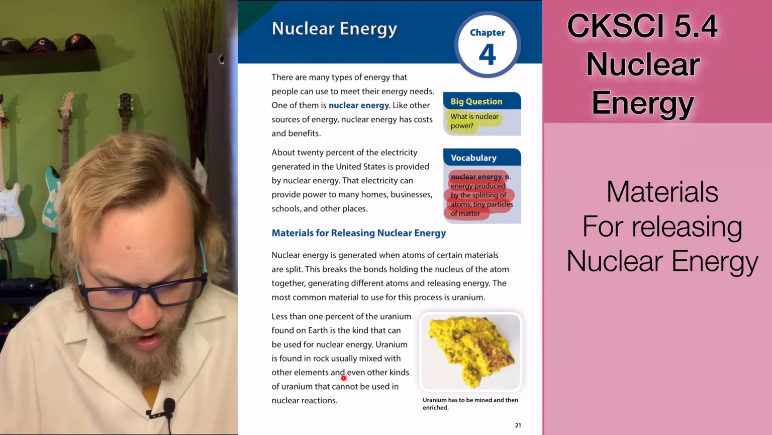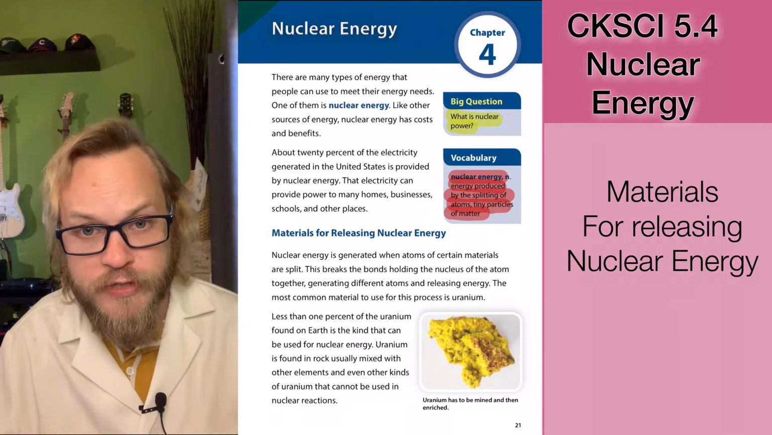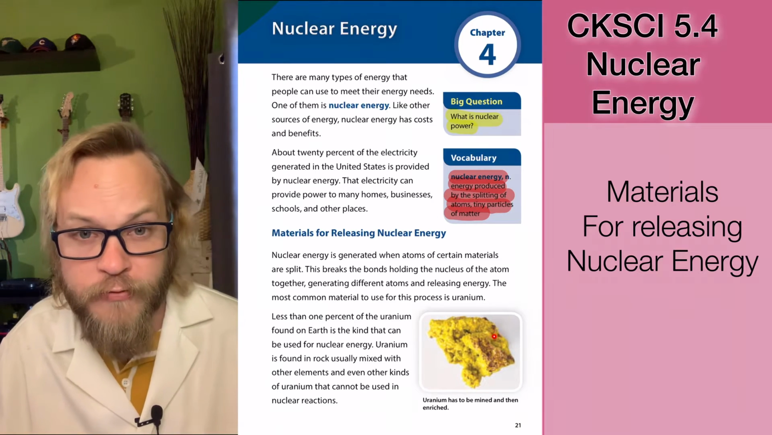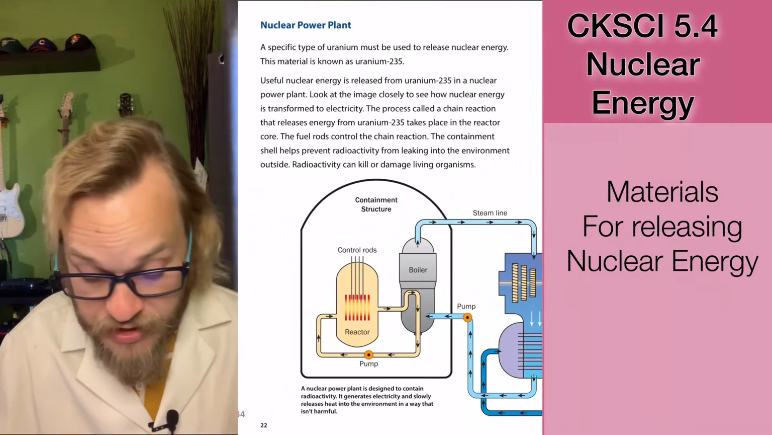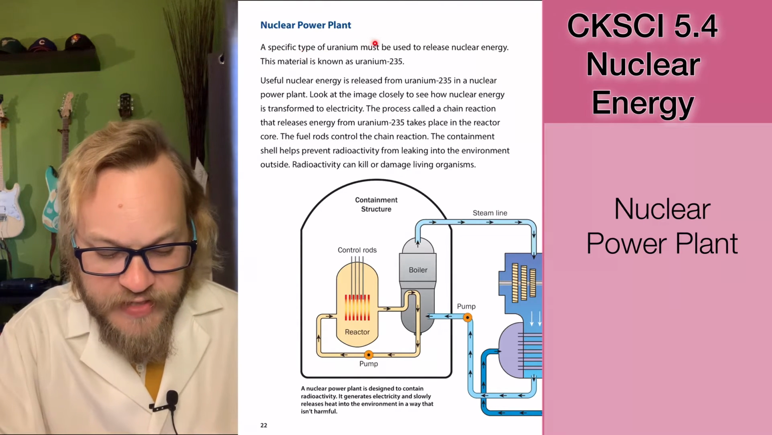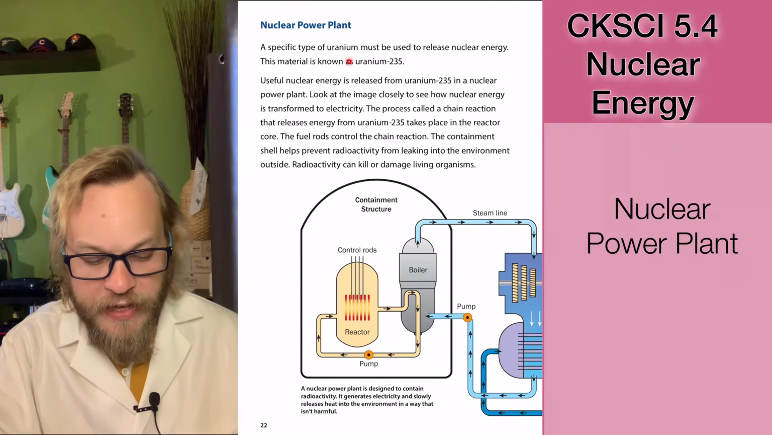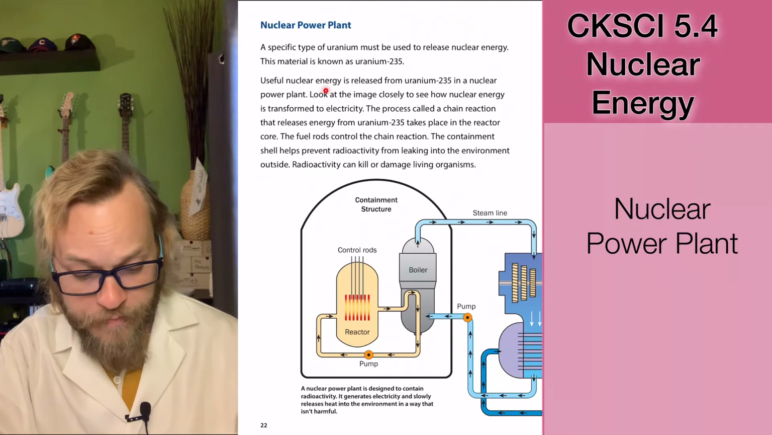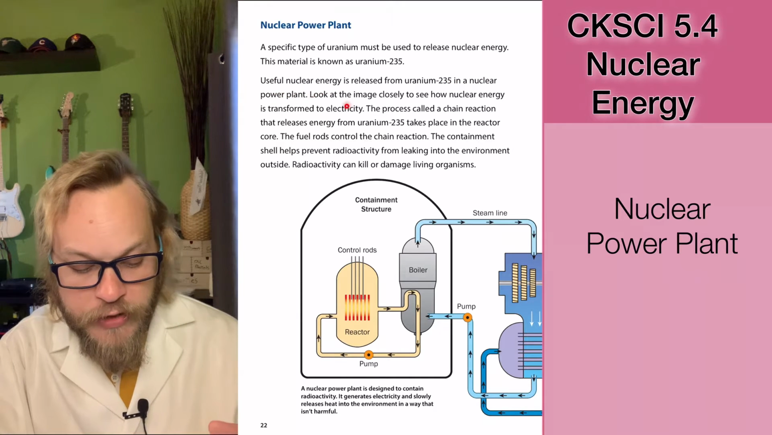Uranium is found in rock, usually mixed with other elements and even other kinds of uranium that cannot be used for nuclear reactions. Here you have an example of what uranium looks like if you were to find it in the wild, but it has to be mined and enriched. So a nuclear power plant uses a specific type of uranium that must be used to release nuclear energy, and this material is known as uranium-235. Useful nuclear energy is released from uranium-235 in a nuclear power plant.